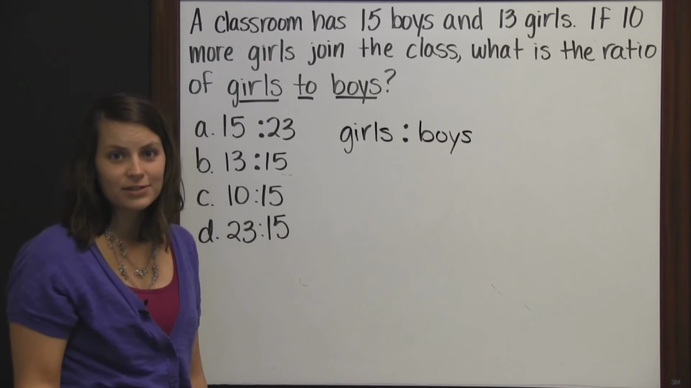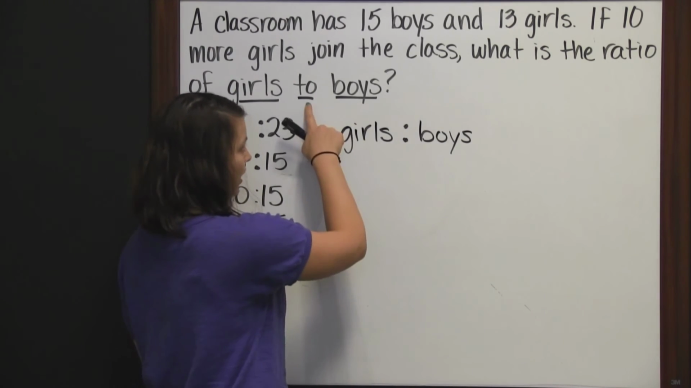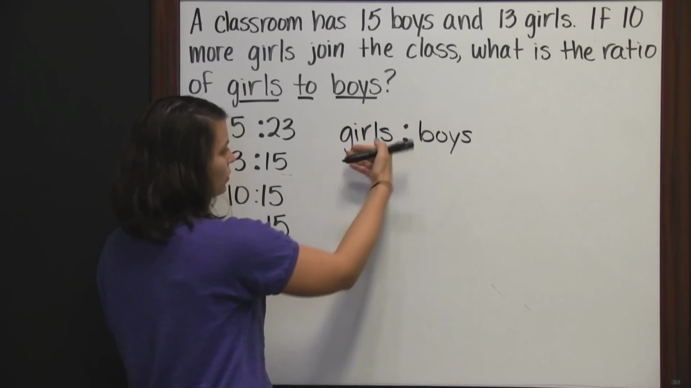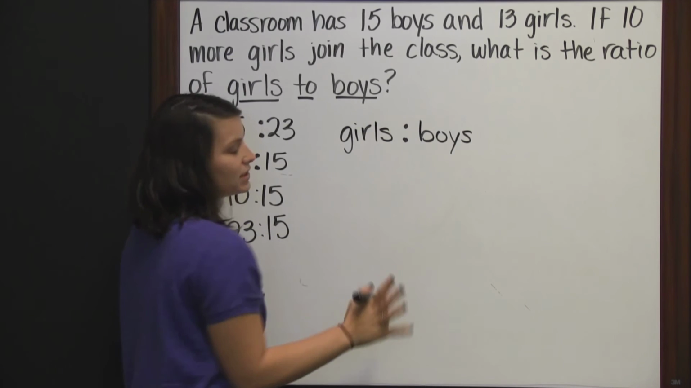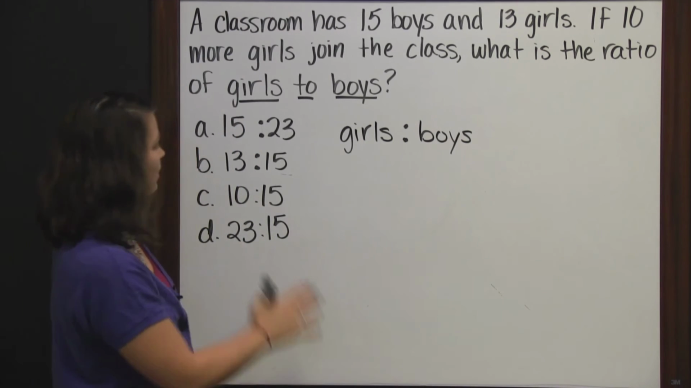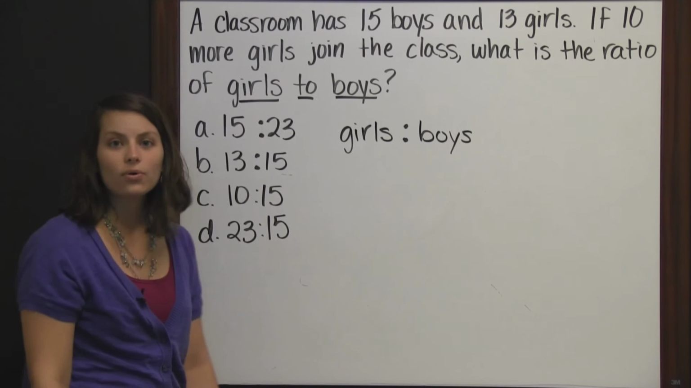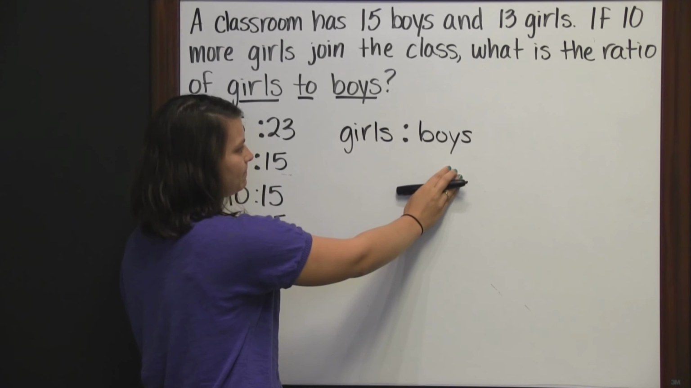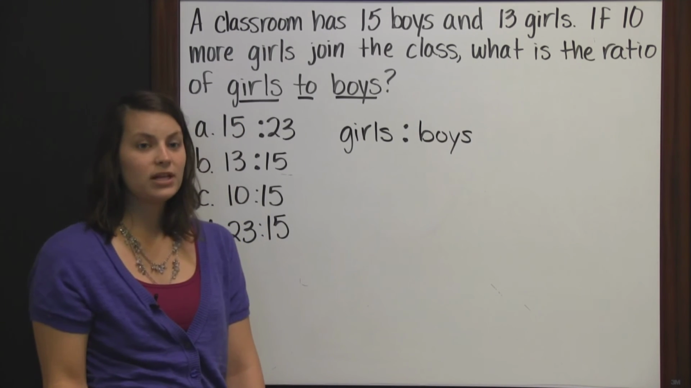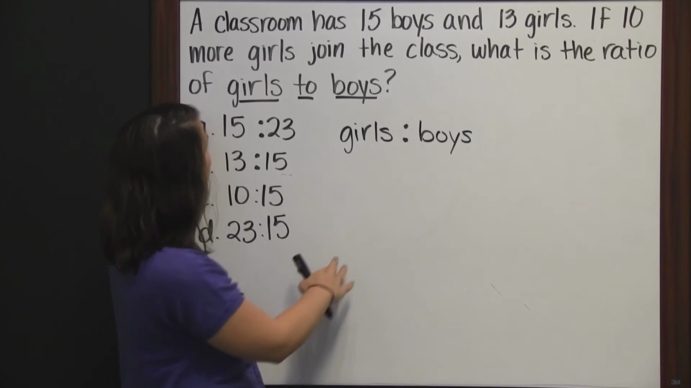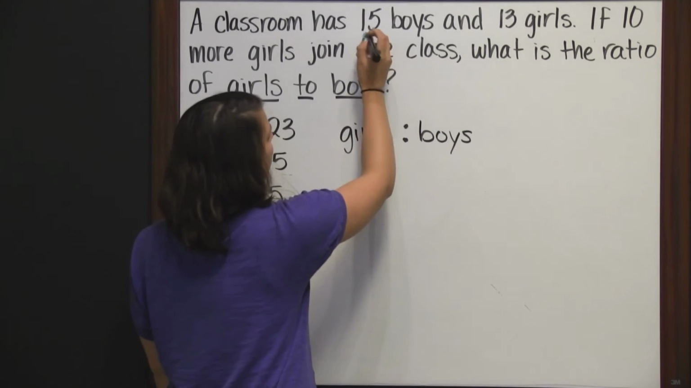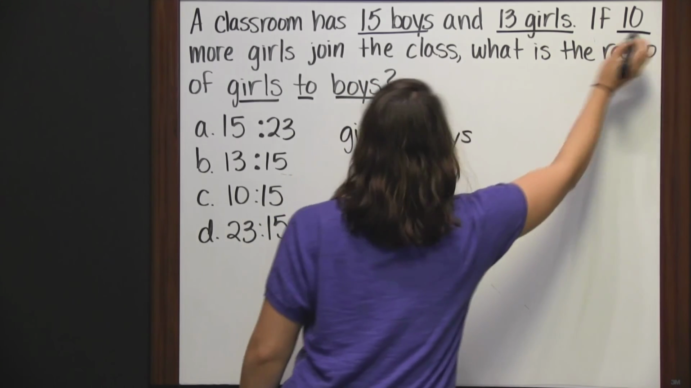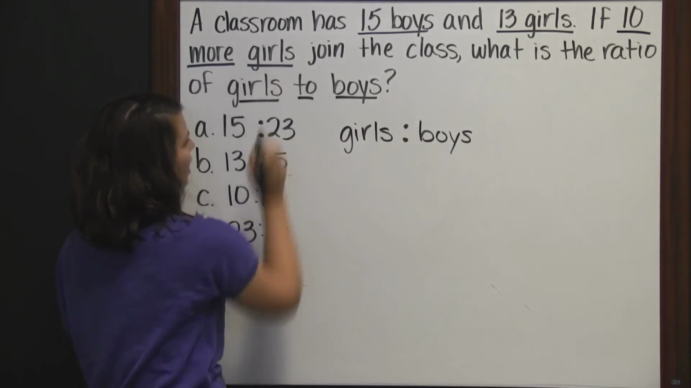And there are lots of ways to write ratios. You could actually write out the word to like they did in the question, or you could write it as a fraction with girls on the top and then boys as the denominator. But if we look at our answers, we can see they used a colon for 2. So I wrote mine the same way, girls to boys. And before we can write our ratio, we need to know how many girls there are. So it says the classroom has 15 boys and 13 girls. And then 10 more girls join the class.